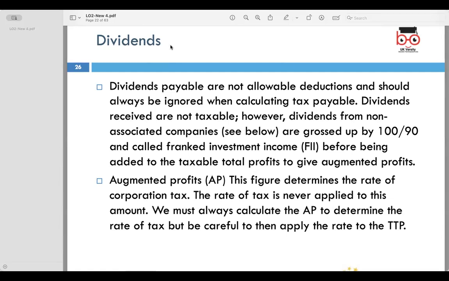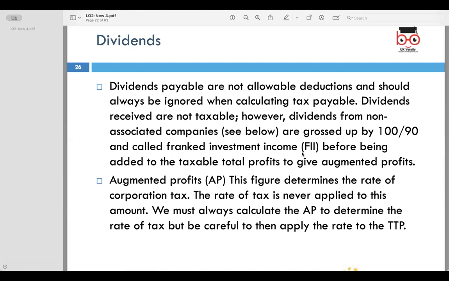So also dividends paid should never be taken into account when figuring out how much tax is due because they are not tax deductible. You don't have to pay taxes on dividends that you get. So this is called franked investment income or FII. Dividends from companies that are not related to the business are grossed up by 100 divided by 90. So then this income is added to the total profit that is taxed, which makes the profit bigger.